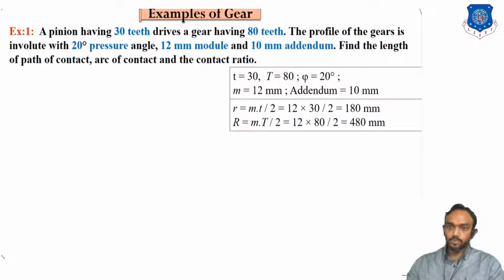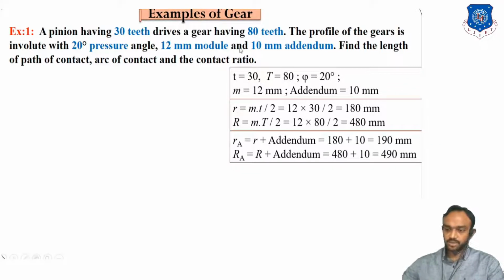First of all, we can find the pitch radius by this equation. You know that equation is mt by 2. So pitch radius for the pinion is small r equal to m small t by 2, and pitch radius of the larger wheel is capital R equal to m capital T by 2. So put this value. M is already given 12, so 12 into 30 by 2 is equal to 180, and m capital T by 2 is 480. So you have found the pitch radius for the pinion and the wheel, 180 and 480. And after that you can find the addendum radius.